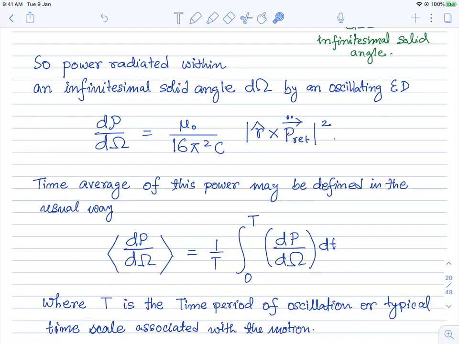Not only that, you need at least the second time derivative to be non-zero. Okay, so if at all there is a situation, very unlikely, where the first time derivative is non-zero but the second time derivative vanishes, some very concocted situation, then in that case also there will be no radiation from that particular source. Okay, there will be no radiation at all.